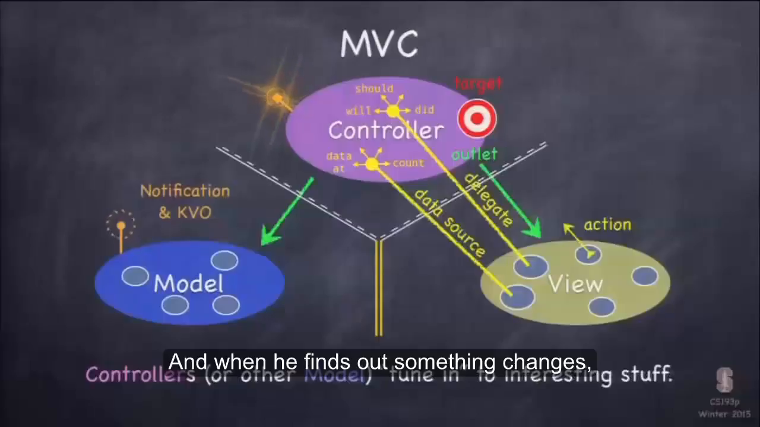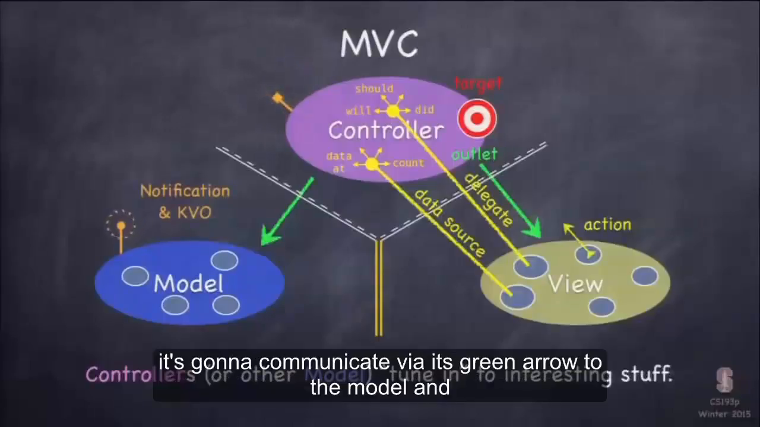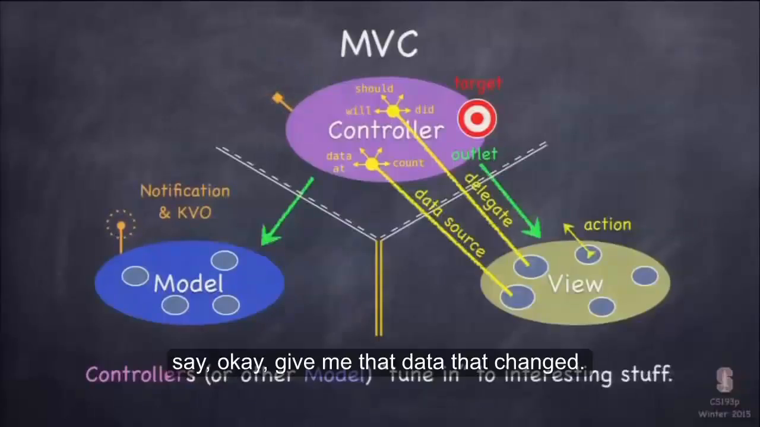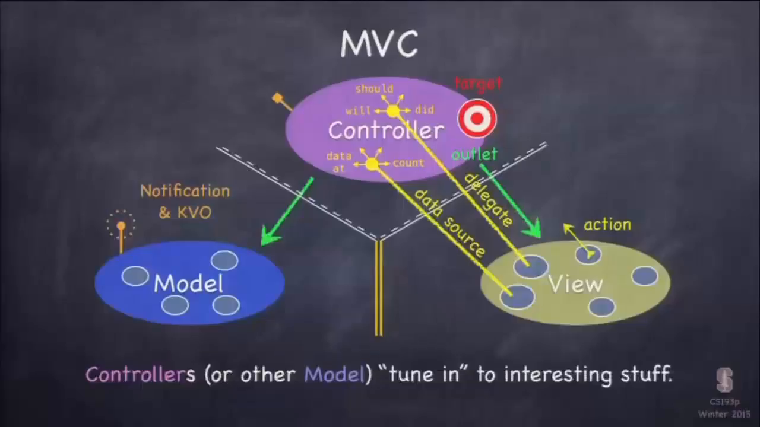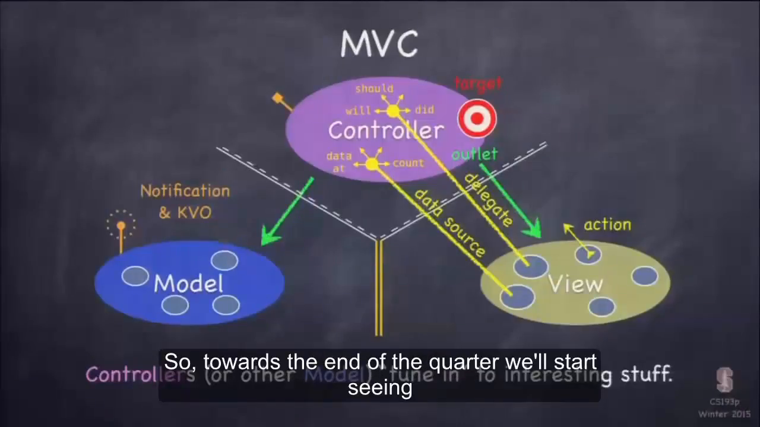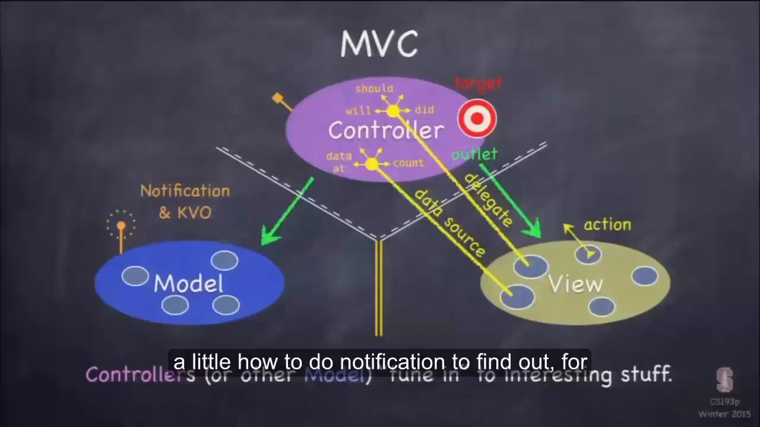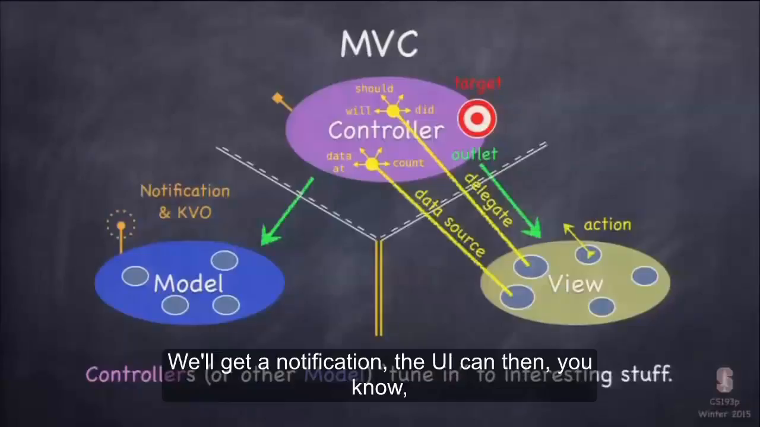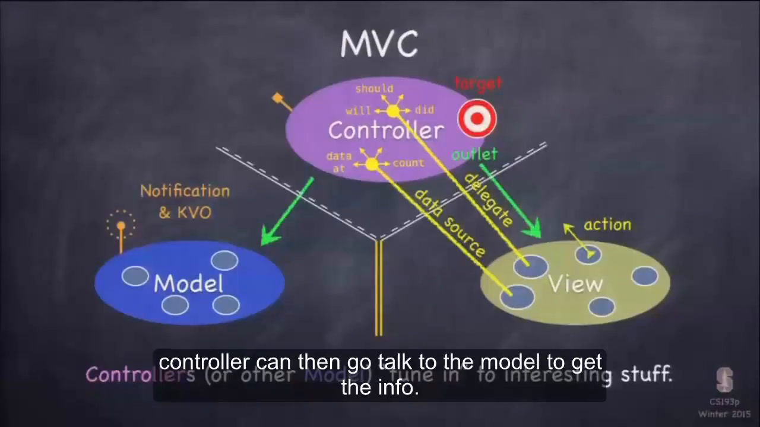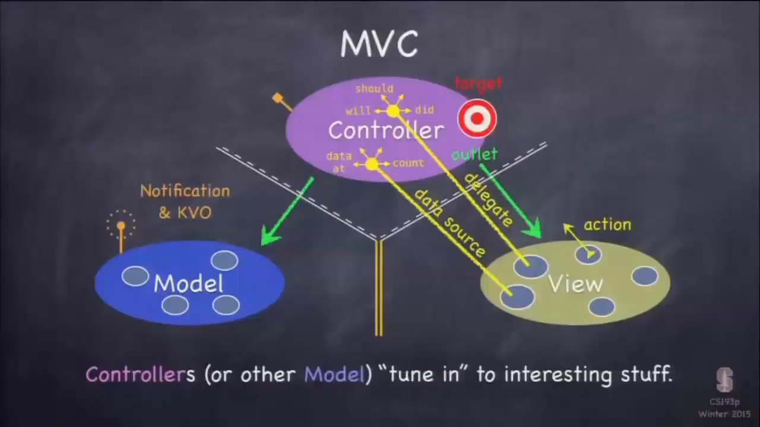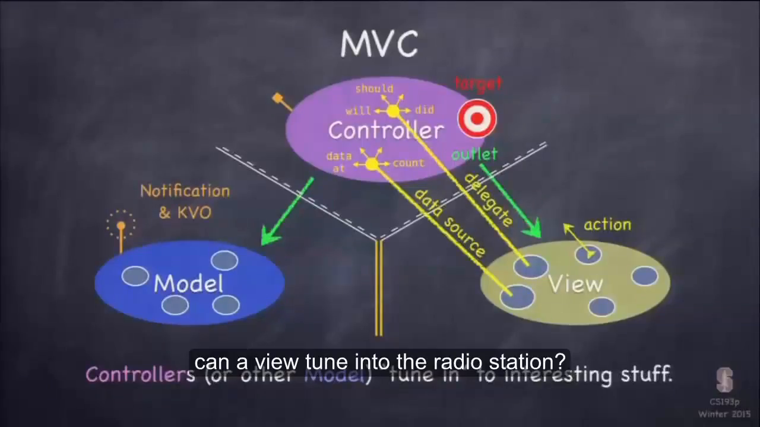And it can find out things are changing. And when it finds out something changes, it's going to communicate via its green arrow to the model and say, okay, give me that data that changed. Right? Does that make sense? So towards the end of the quarter, we'll start seeing how to do notification to find out, for example, if the data in a database changes. We'll get a notification. The controller can then go talk to the model to get the new info.